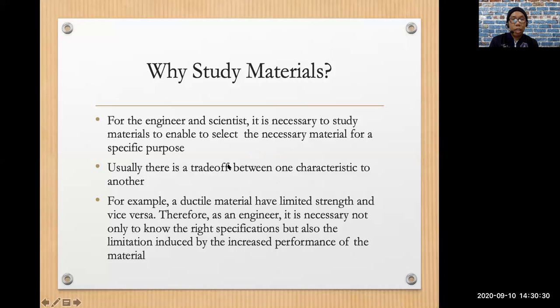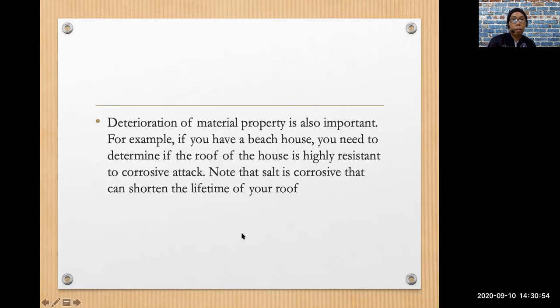And usually there is a trade-off between one characteristic and another. For example, a ductile material has limited strength and vice versa. So, ano ginagawa ng engineer? Ang ginagawa niya is to know not only the right specifications, but also the limitations induced by the increased performance of the material. And this is also one important reason: the deterioration of material properties.